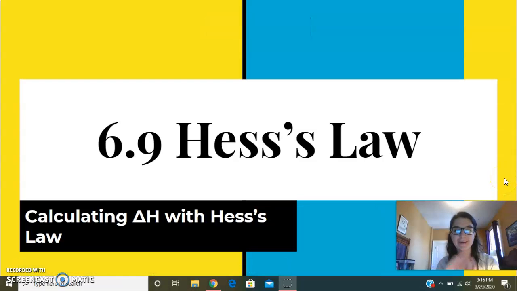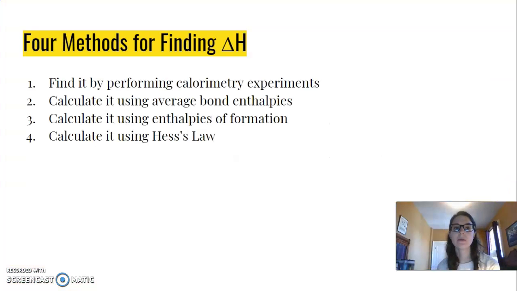Morning, AP Chem. Today we're going to be doing 6.9, which is the last section in Unit 6, about Hess's law. So we're going to be calculating the change in enthalpy for a reaction using Hess's law. And remember before, we talked about that there are 4 methods for finding the change in enthalpy. The previous 3 we have gone over before: finding it through calorimetry experiments, calculating it using average bond enthalpies, and then using enthalpies of formation. So today we're going to talk about how we calculate it using Hess's law.